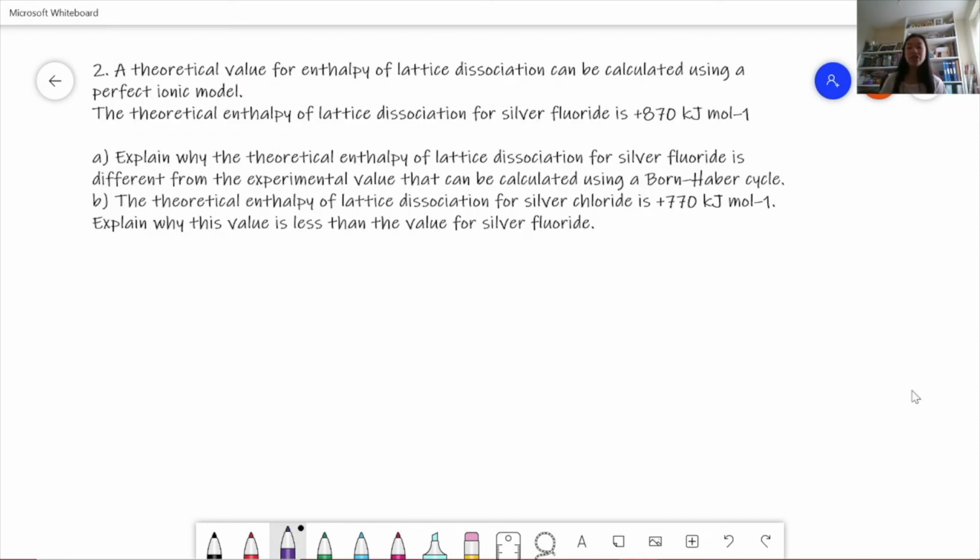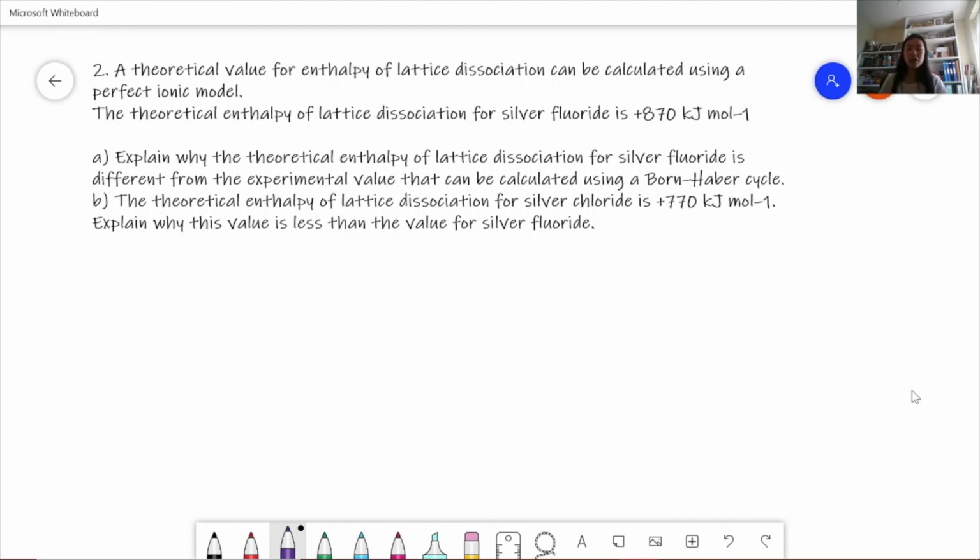Before I go on to question 2, feel free to try it out for yourself first. So a theoretical value for the enthalpy of lattice dissociation can be calculated using a perfect ionic model. And the theoretical enthalpy of lattice dissociation for silver fluoride is plus 870 kilojoules per mole. Explain why this theoretical value is different from the experimental value that can be calculated using a Born-Haber cycle.